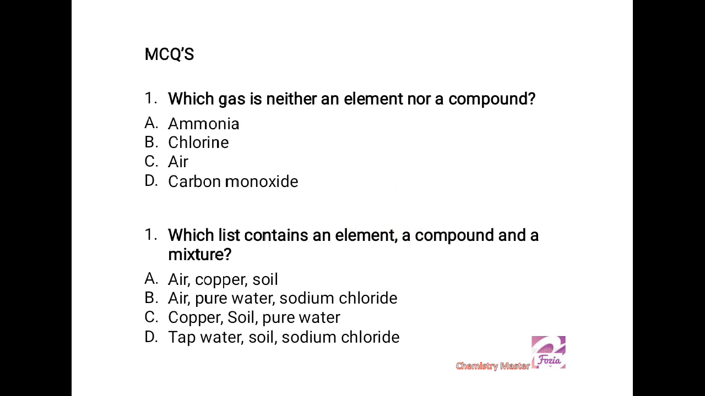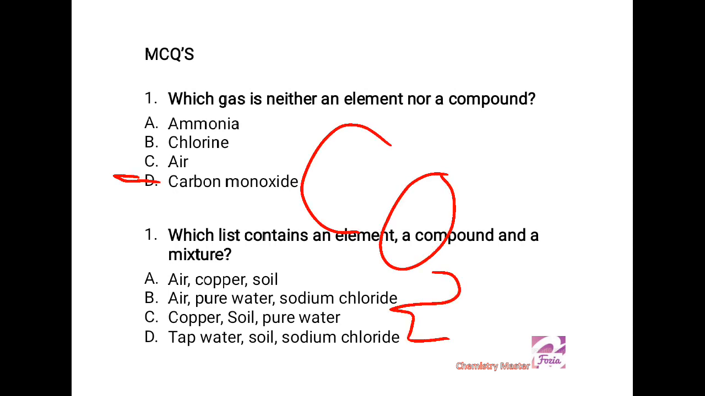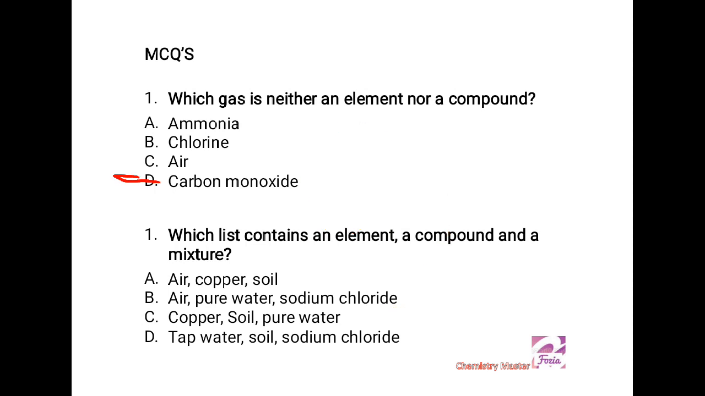Now we see about carbon monoxide. Carbon monoxide is again a chemical compound of carbon and oxygen in a fixed ratio. So there is only one example given which is often used to define a mixture, that is air.